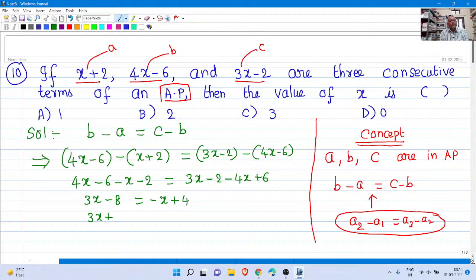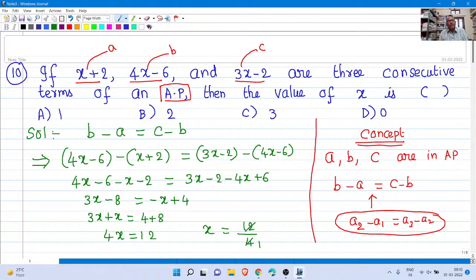Transposing minus x to the left hand side, this becomes plus x. Transpose negative 8 to right hand side, that becomes positive 8. So 4x is equal to 12. What will be the value of x? Yes, you are correct, that is 12 upon 4.